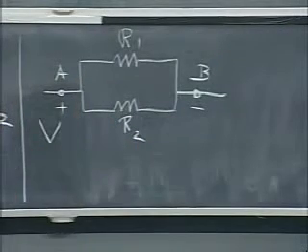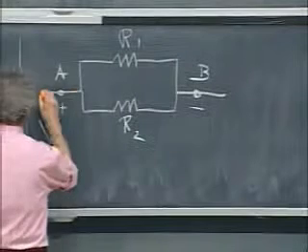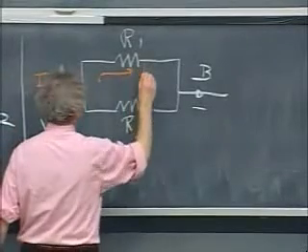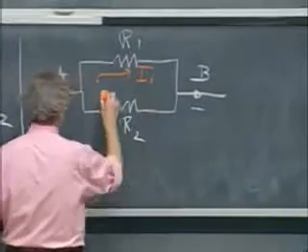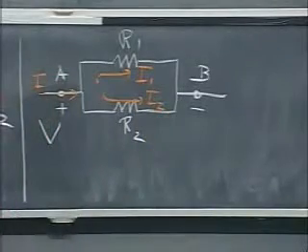And now I could ask you, what now is the current that will flow here? And then I can also ask you, what is the current that would go through resistor 1, and what is the current that could go through resistor 2? And I would allow you to use Ohm's law.